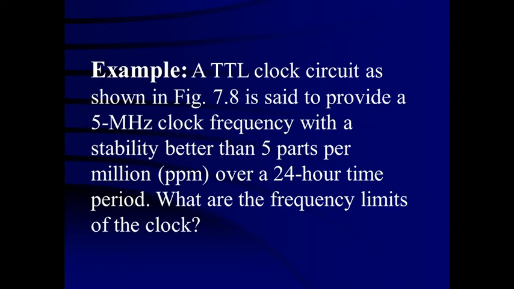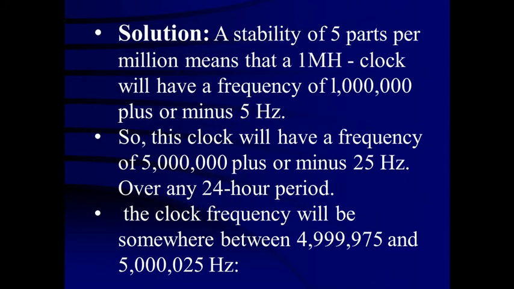So, per million frequency, that is going to be 10 lakhs. The frequency is varying plus or minus 5 hertz over a 24-hour time period. Then what are the frequency limits of the clock? Solution: stability of 5 parts per million means that a 1 megahertz clock will have a frequency of 10 lakhs plus or minus 5 hertz. So this clock will have a frequency of 50 lakhs plus or minus 25 hertz over any 24-hour period.